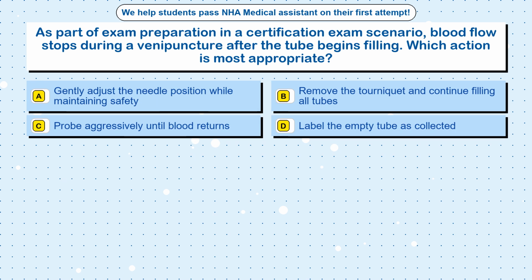Question 61. As part of exam preparation in a certification exam scenario, blood flow stops during a venipuncture after the tube begins filling. Which action is most appropriate? Option A. Gently adjust the needle position while maintaining safety. Option B. Remove the tourniquet and continue filling all tubes. Option C. Probe aggressively until blood returns. Option D. Label the empty tube as collected.